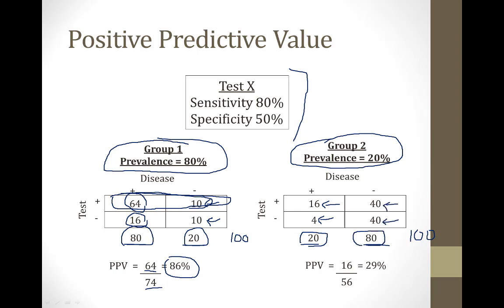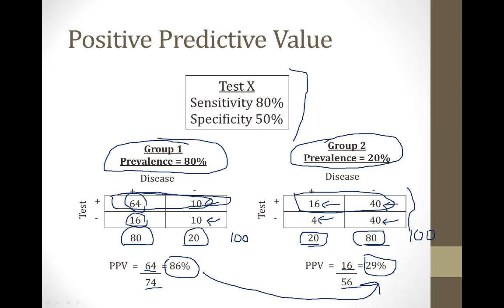Now we have all the numbers filled in our 2 by 2 table, so we go ahead and calculate the positive predictive value. That's the top row. Trues are on top, so 16 on top divided by 56 on the bottom, and it's 29%. So what we've done is shown that the positive predictive value falls from 86% to 29% when disease prevalence falls from 80% to 20%.